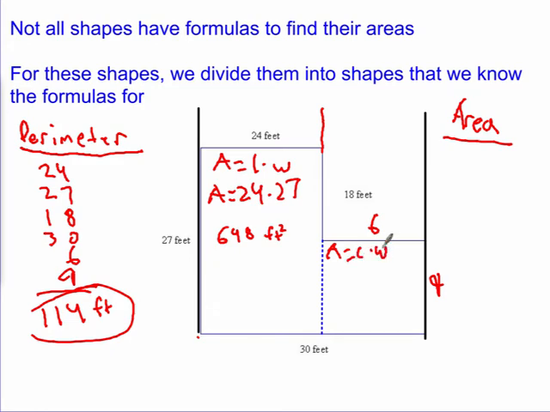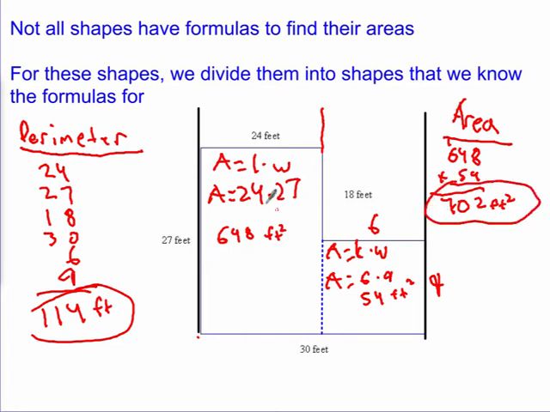So 648 feet squared. And then for this rectangle, once again, the formula is A equals L times W. I figured out that this side was 6 and this side was 9. So my area equals 6 times 9, which is 54 feet squared. So to find my total area, all I do is add this area plus this one. So 648 plus 54 gives me 702 feet squared. And we're done.